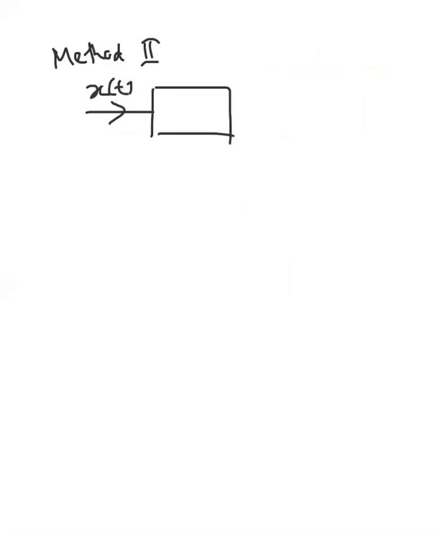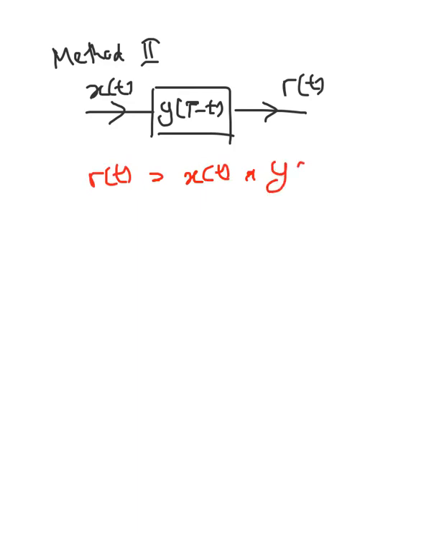Okay, so the next method is to use a filter, use filtering, right? So in the second method, let me explain it this way. If we have a filter, a linear time invariant system like this, suppose y(T - t), right? The transfer function is this impulse response. So the output of this is r(t), right? So the output r(t) can be written as the convolution between these two, right?